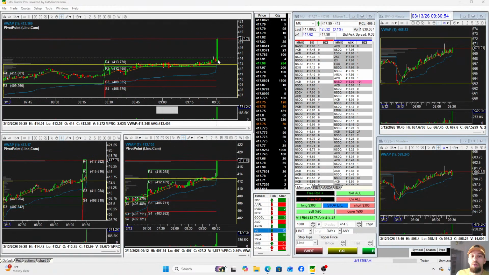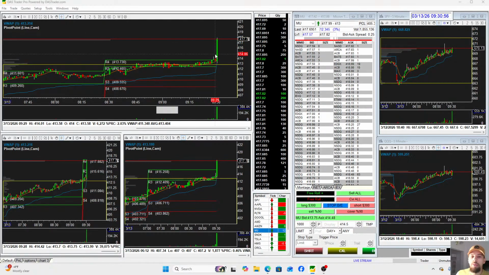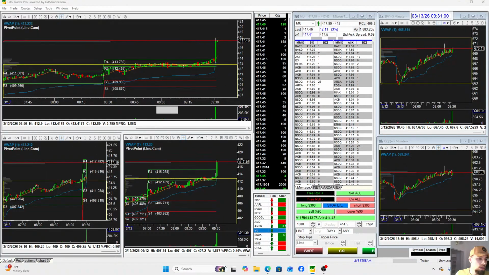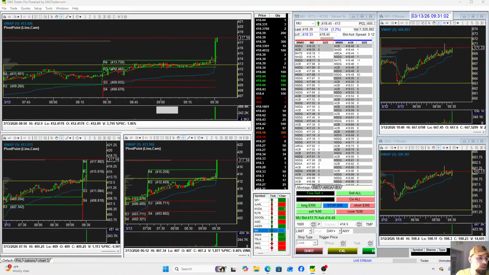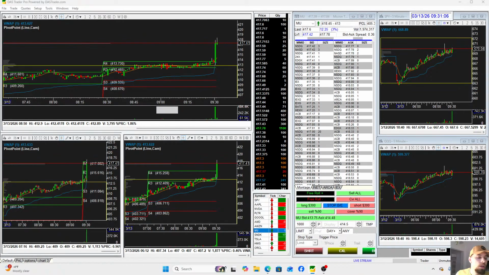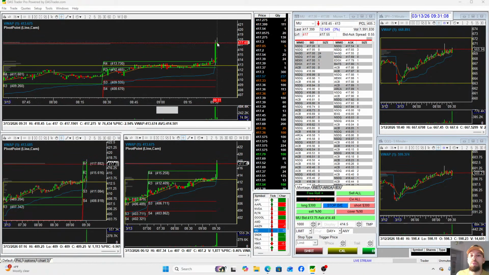Yeah, MU, look at that. Nice big green candle for the first minute candle. There's lots of orders up to 420. So the level 2 ladder is very bullish.